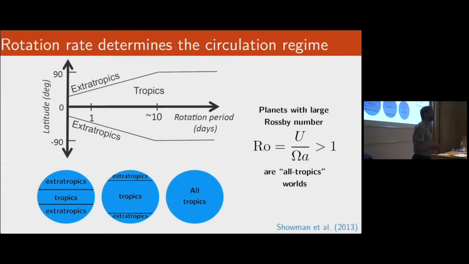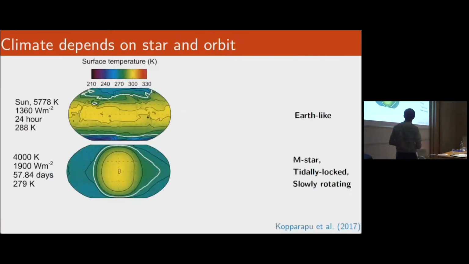You can see this directly in general circulation models of terrestrial planets. Here I'm showing you two GCM results from Ravi Koparapu. The top panel shows simulations of an Earth-like planet around a sun-like star with a 24-hour rotation period. The planet has a hot equator and a cold pole and a large equator to pole temperature contrast. The atmosphere is trying to erase this contrast.